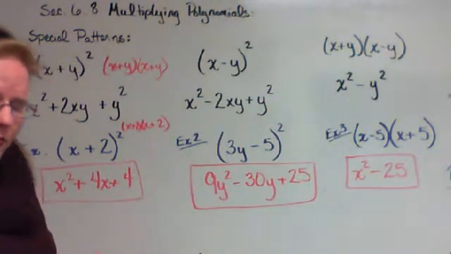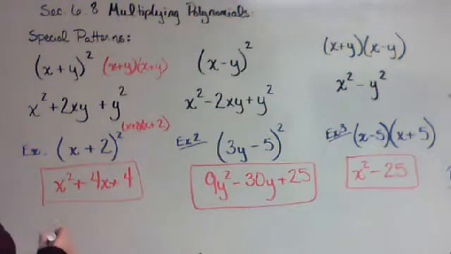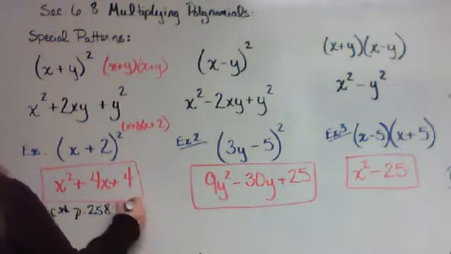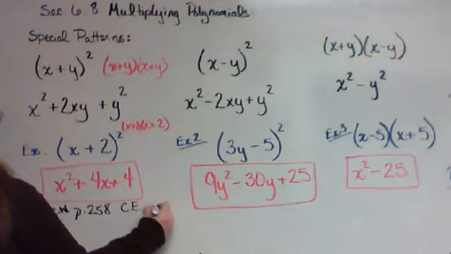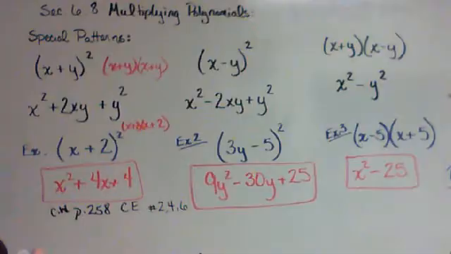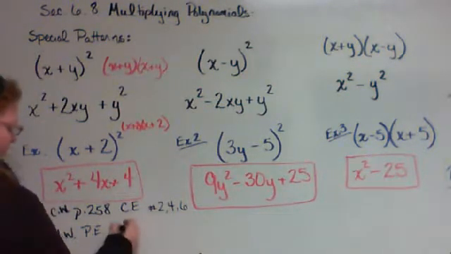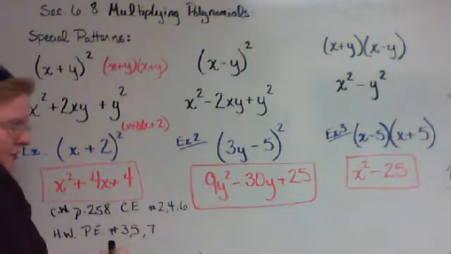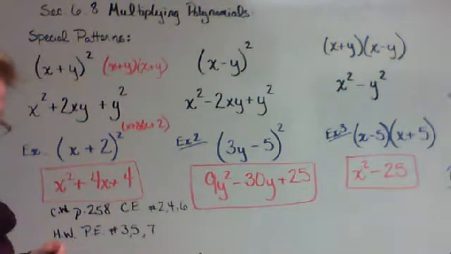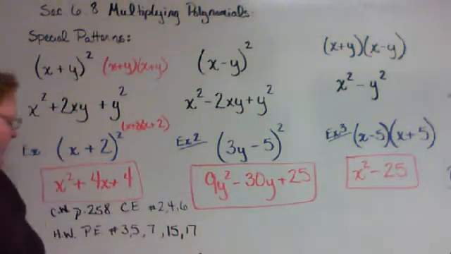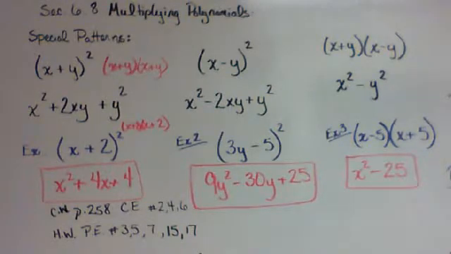So for this section, I told you less classwork, less homework. On page 258, classwork is in the class exercises, numbers 2, 4, and 6. Just 3 problems. Homework is in the practice exercises, same page, numbers 3, 5, 7, 15 and 17. So a lot fewer problems than you have been doing. So you should have plenty of time.